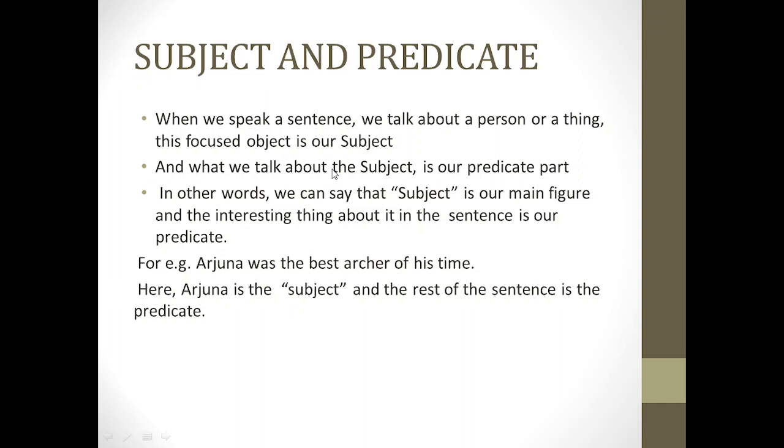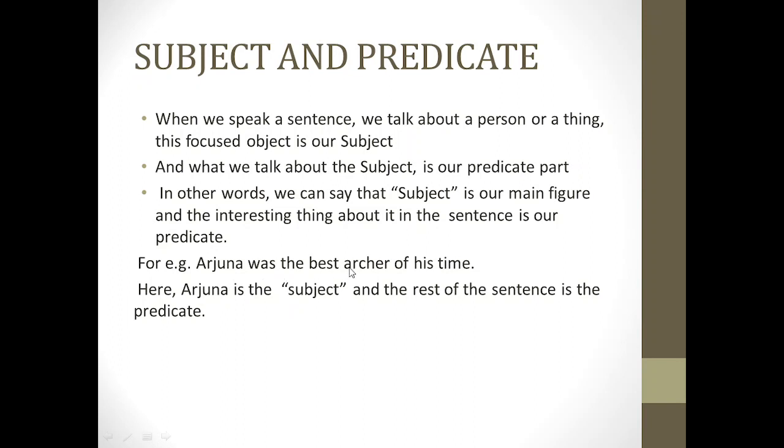And what we say about the subject is our predicate part. So the subject is the main part, that thing or person, and what is being said about the subject is the predicate part. In other words, the subject is our main figure, and the interesting thing about it in the sentence is our predicate. We will understand this by an example.